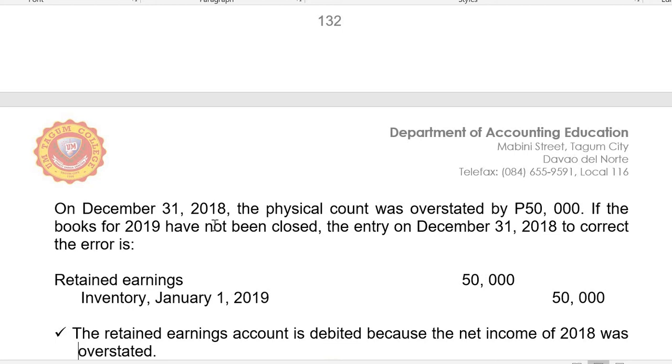Kasi, of course, you need to close the net income sa retained earnings. Therefore, the retained earnings also is overstated. Since the ending inventory last year is overstated, then yung beginning inventory for the current period, that's why you need to reduce your beginning inventory. Okay, so the retained earnings will be debited, and of course, inventory will be credited.